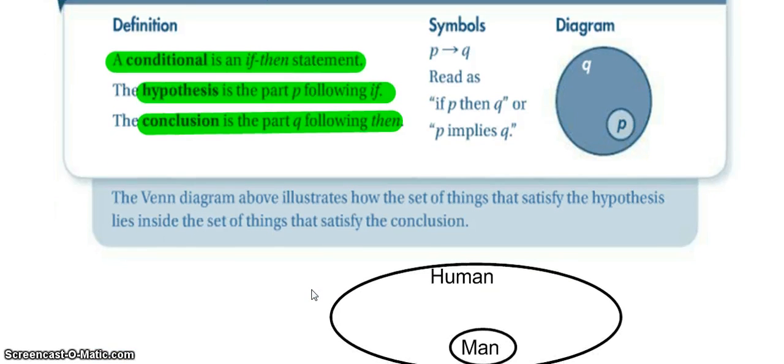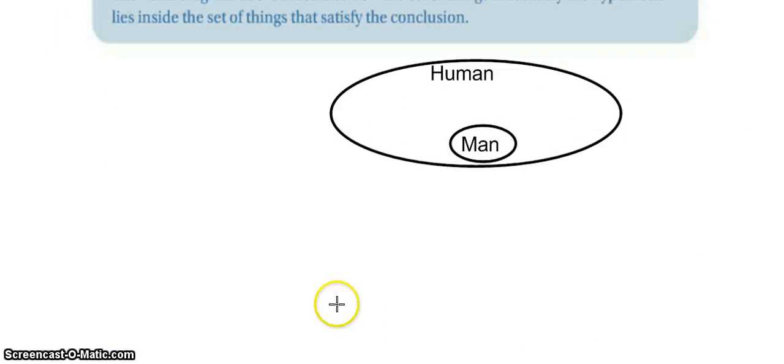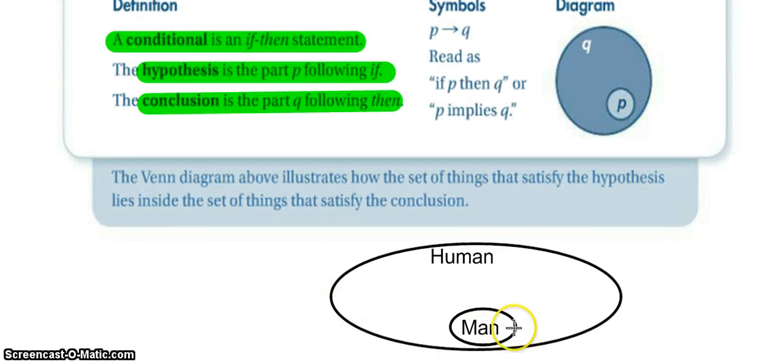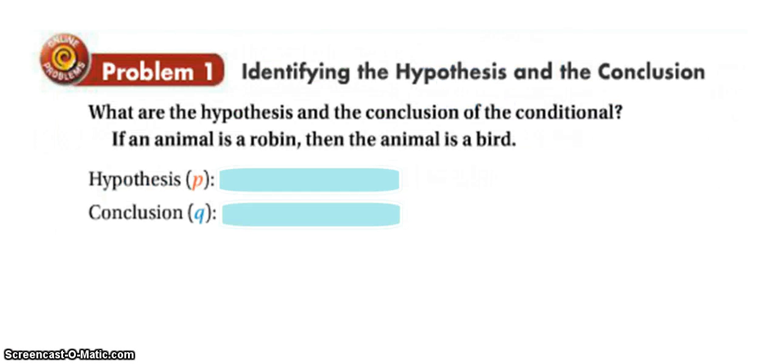So here's an example that does make sense. If you are a man, then you are a human, because man falls under the larger title of human. So Venn diagrams are a good way to represent our conditional statements. First thing we want to be able to do is identify the hypothesis statement and the conclusion. The hypothesis always follows the if, and the conclusion always follows the then.